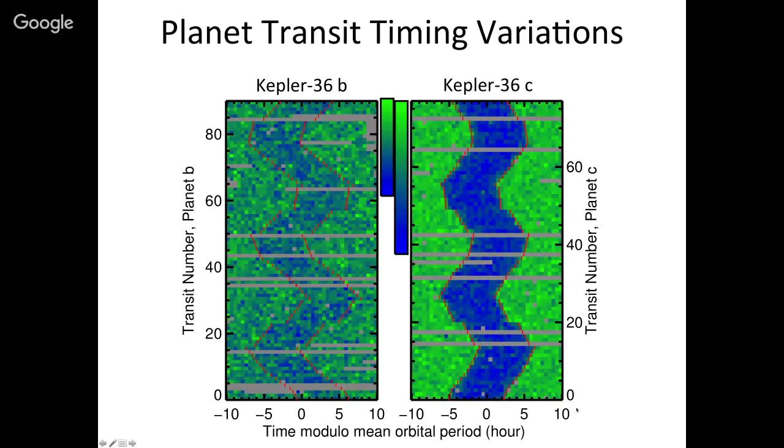Now, the horizontal axis here is time modulo the mean orbital period. So if the planets recurred like clockwork, you would just see a vertical blue bar here centered on 0 on both the left and the right-hand side. Instead, you see this anti-correlated sinusoidal pattern. And this is showing you the consequence of the planets trading off energy and angular momentum between each other. Now, this sinusoidal pattern gives you a coupled constraint on the mass and orbital eccentricity of the planets.